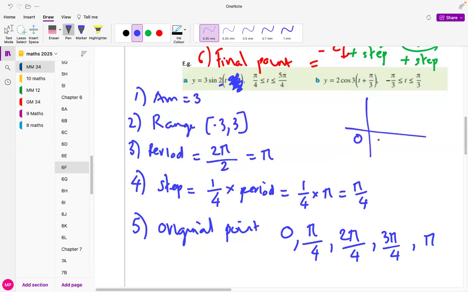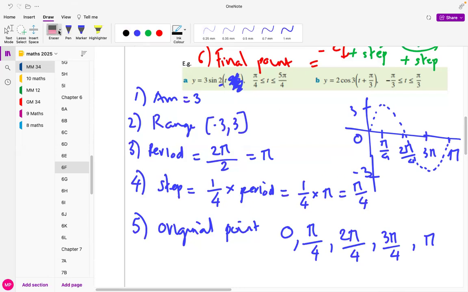So you have 0, π/4, 2π/4, 3π/4, and 4π/4, which is π. So the range is -3 to 3. So you can see this is the original graph, before I do the translation. Now I'm going to add in the translation.